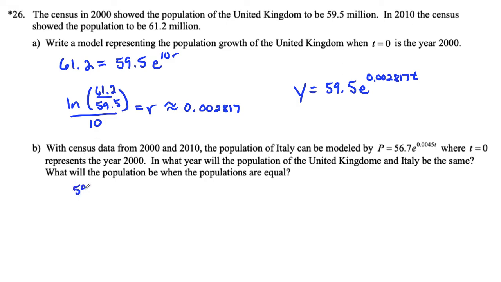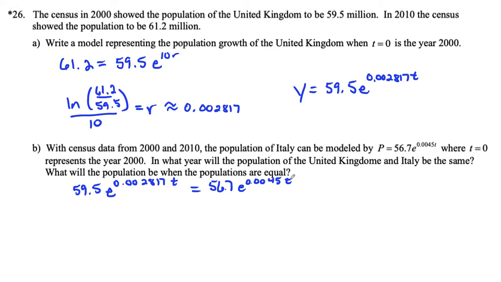So we end up with 59.5 e to the 0.002817 t, and that's going to be equal to Italy's formula, which is 56.7 e to the 0.0045 t. All these decimal values, I know, but we can do this, people. Dig in. A little grit here.